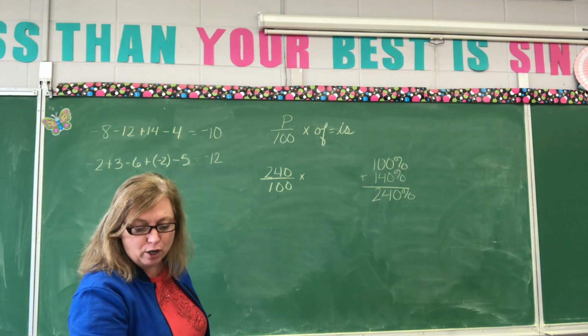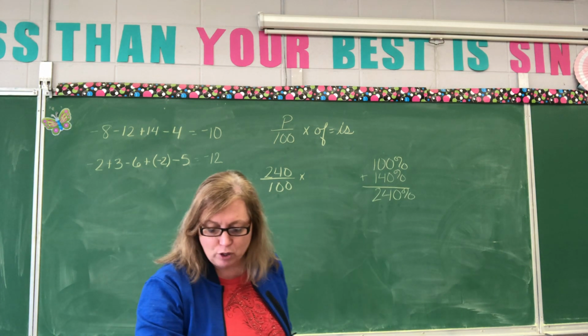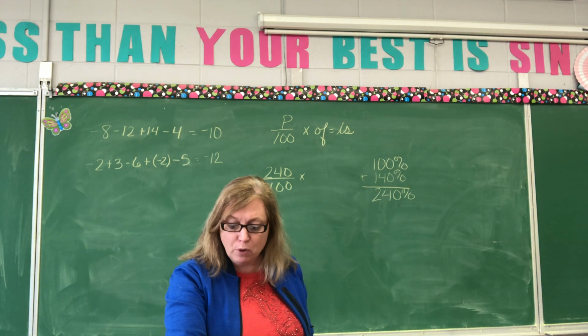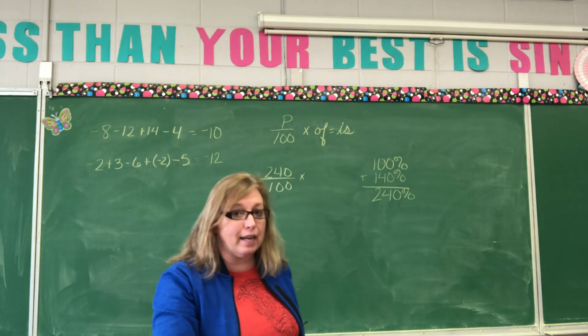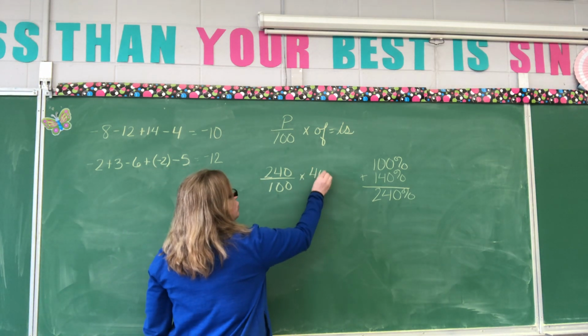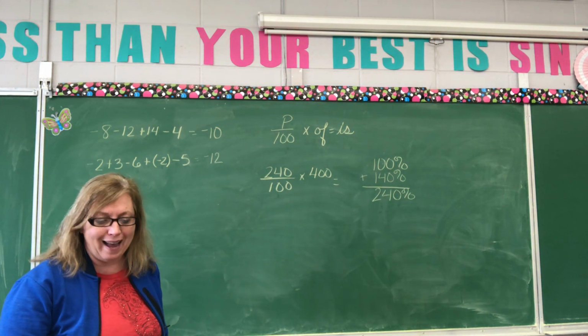So go back to your book. How many were there? I'm sorry, I have to look and see where the problem went. An increase of 140%. Okay, the rodent population had been 400. So our rodent problem was 400. So how many rodents do we have now?